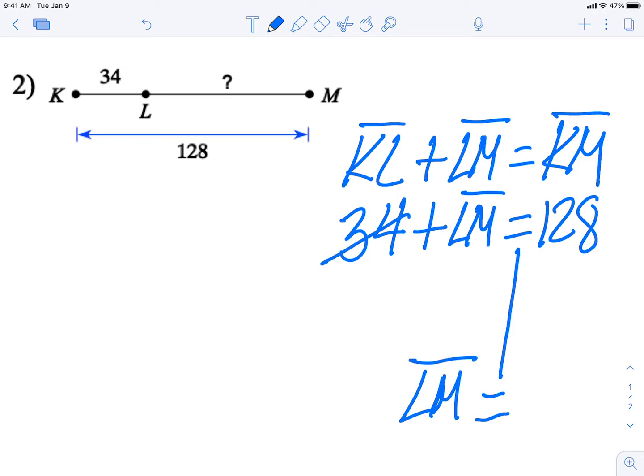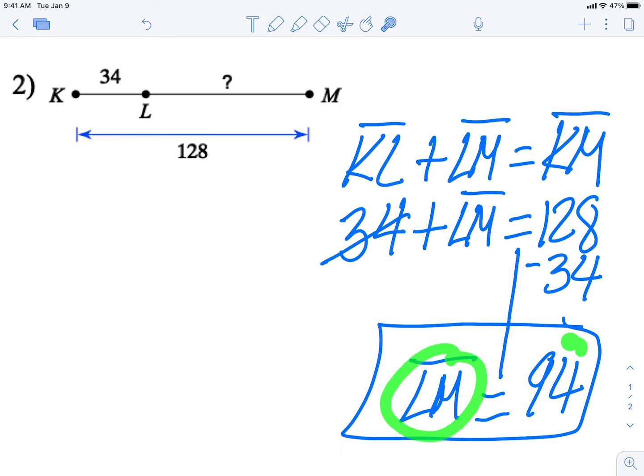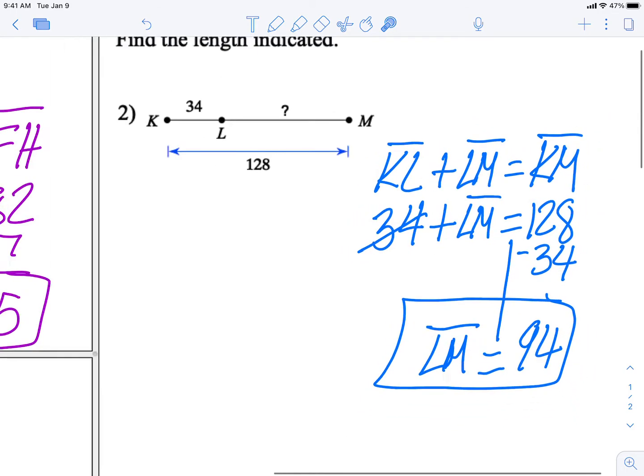So that means I cross out 34 and I subtract 34. So 128 minus 34 is 94. So from L to M is equal to 94. From L to M is equal to 94. Perfect, perfect, perfect. All right.